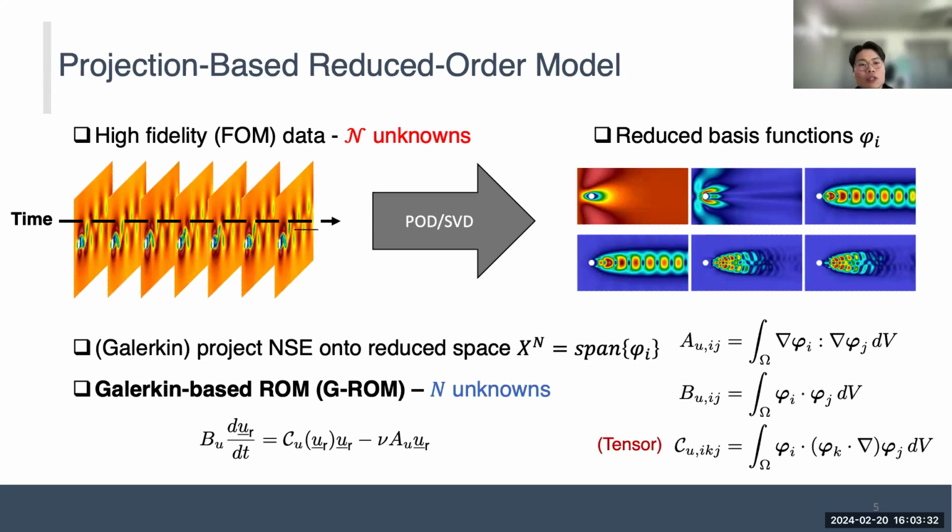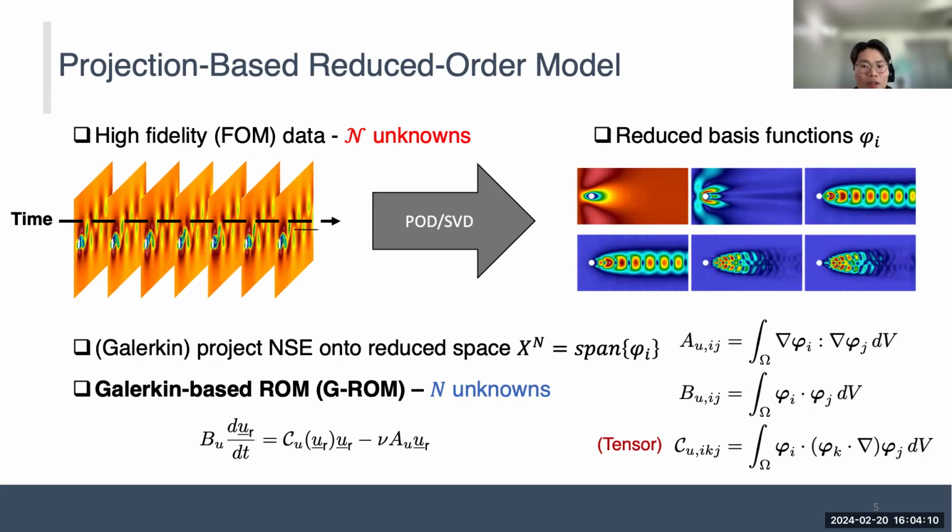So in this talk, we'll be focusing on projection-based reduced order models. I assume most of you are familiar with this, so I'll go through it real quick. The idea is to take the high fidelity data, or the so-called full order model data, which has billions of unknowns, and run it through the proper orthogonal decomposition, or SVD, to get the reduced basis functions. And with Galerkin projection, we project the Navier-Stokes equations onto the reduced space spanned by those reduced basis functions that we got from the POD.